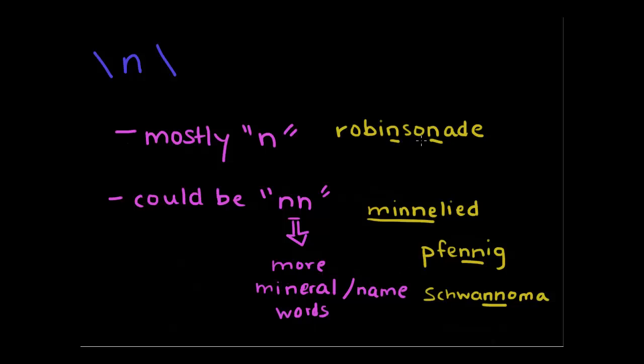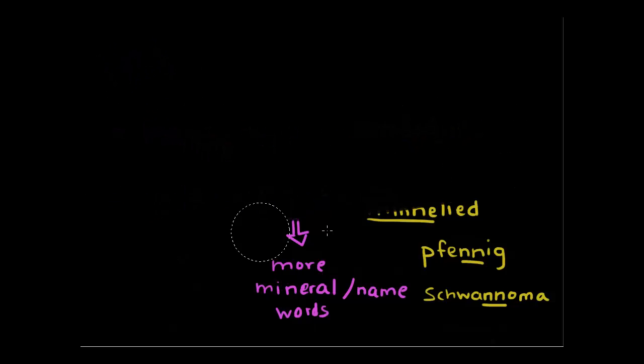Like in this word, Robinsonade, a double N would not look too good here or here. If you just imagine it, it doesn't look too good. So again, you should use that sixth sense, that it doesn't look right. That's something you can use as well. So pretty much there's a lot of ways to figure out if it's an N or an NN. And usually it's going to be just an N.